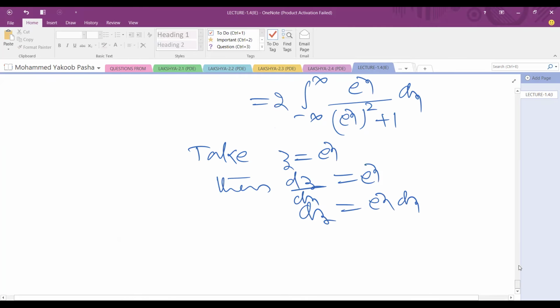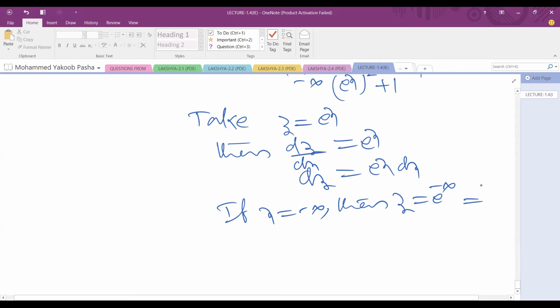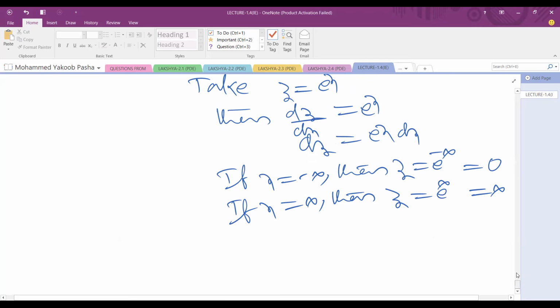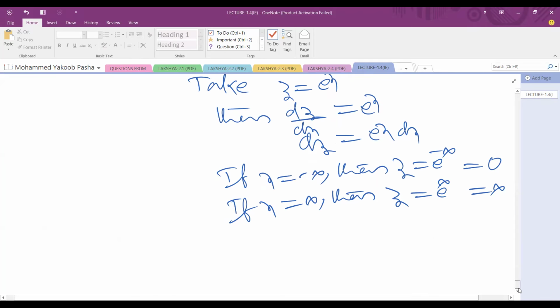And convert the limits. If x is minus infinity, then z is e power minus infinity. What is the value of e power minus infinity? 0. Similarly, if x is equal to infinity, then z is equal to e power infinity, which is infinity. So write the limits also here.